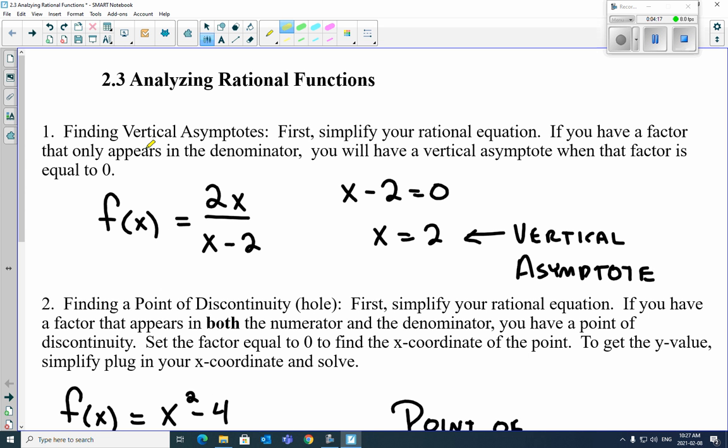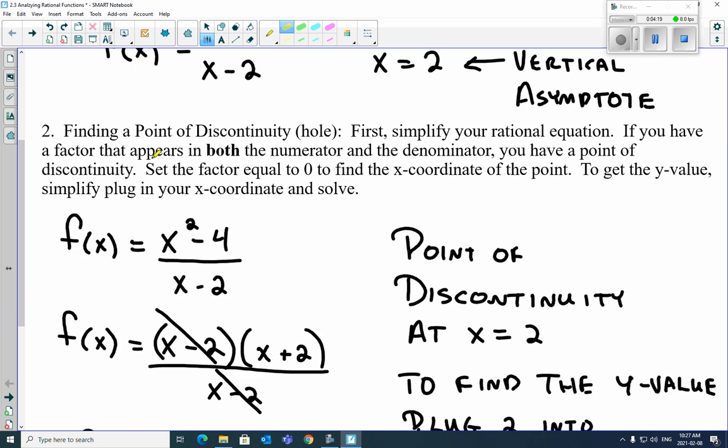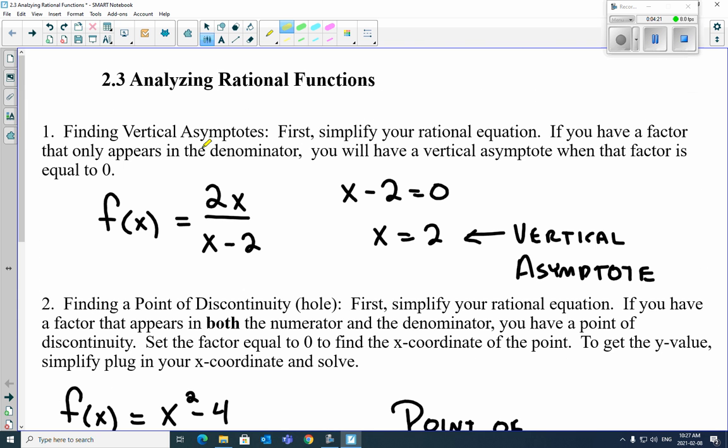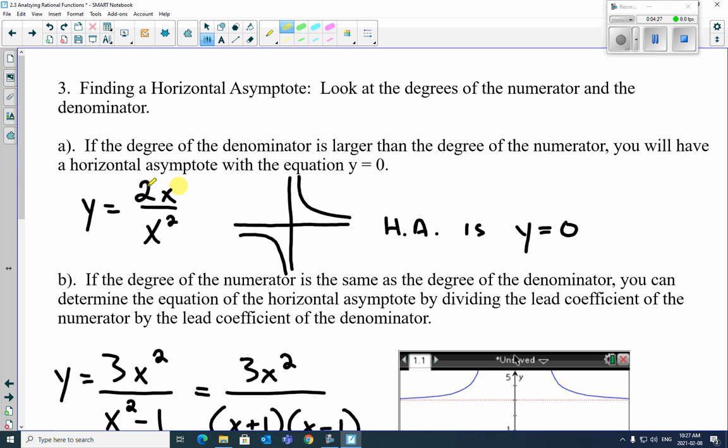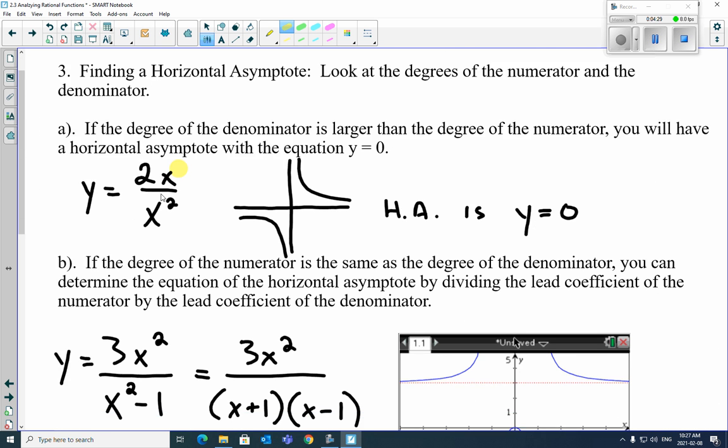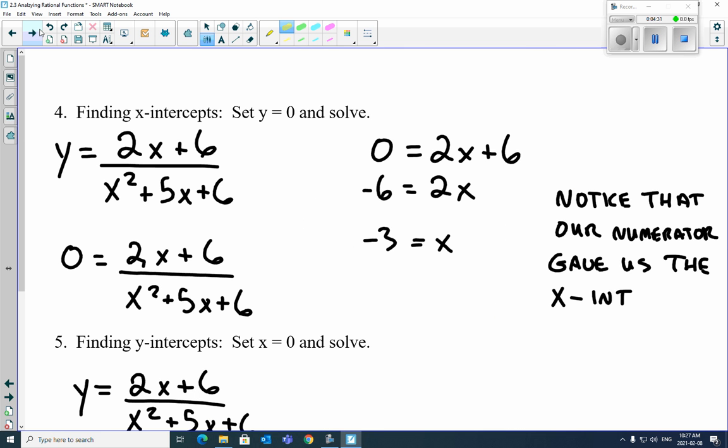Vertical asymptote, right? Point of discontinuity, well, factor, sorry. Simplify always. Find your vertical. See if there's a point of discontinuity. There might not be. Look at your horizontal asymptote, 3 different options, right? And then x-intercepts and y-intercepts, right? That's kind of the key. Those are the main rules. So that should help you. Have those rules in front of you when you're working through the equations and questions and stuff, and you should be able to get this.